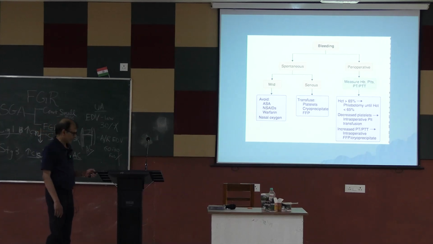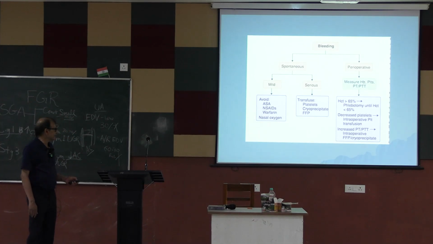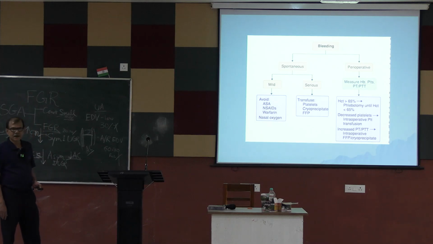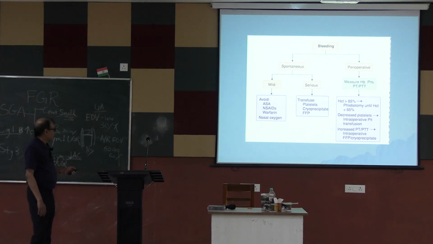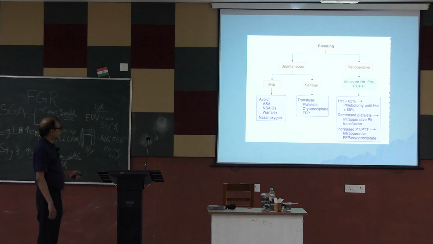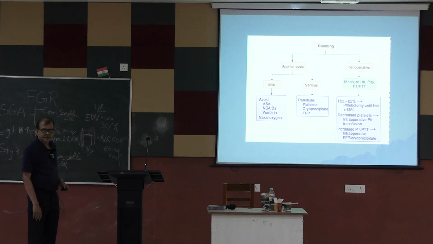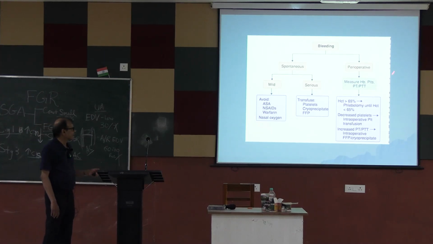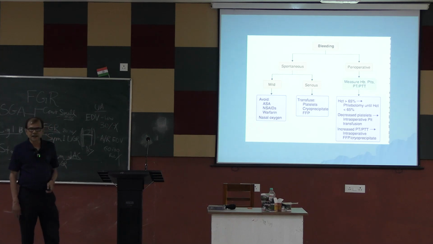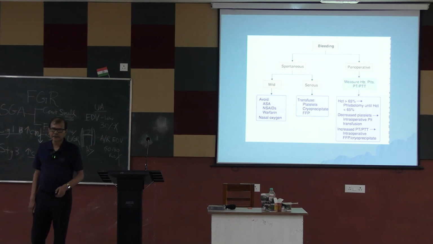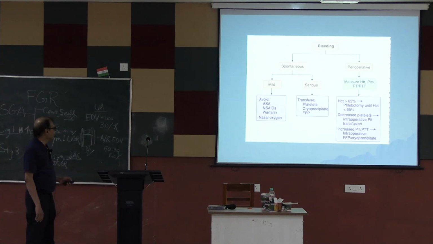Bleeding: number 1, spontaneous, mild, avoid NSAIDs and nasal oxygen. Number 2, serious: transfusion, platelet, cryoprecipitate, or fresh frozen plasma according to the situation. Perioperative estimation of the hemoglobin, platelet count, prothrombin time, and partial thromboplastin time.